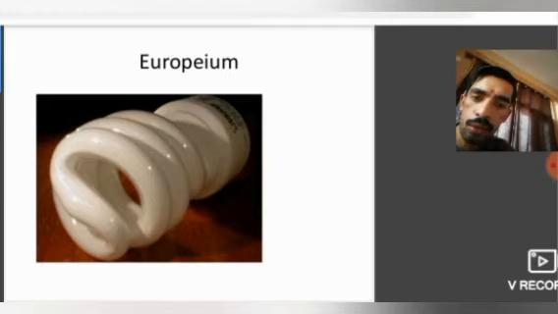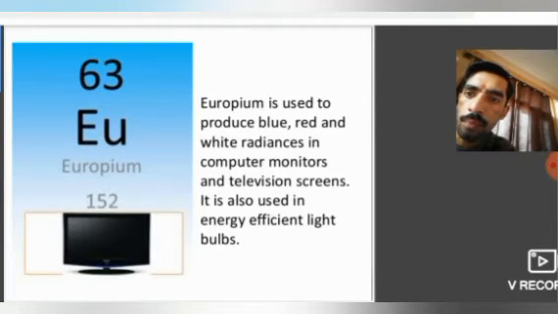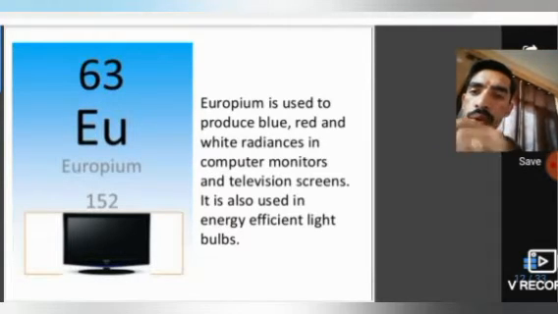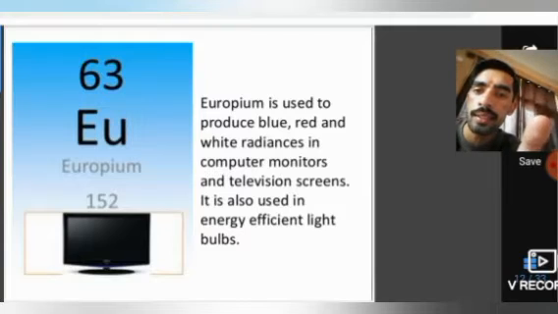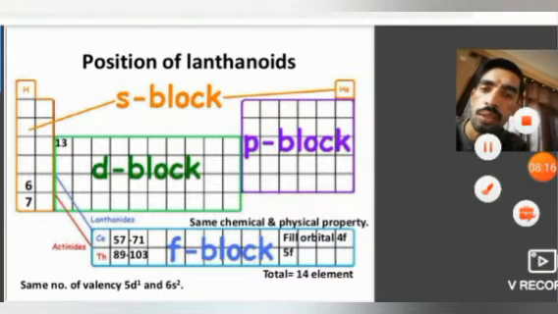Europium is next. Europium is used in bulbs, where 63 is the atomic number and 152 is the atomic mass. You can see it is used in LEDs also. Europium is used to produce blue, red and white radiances in computer monitors and television screens. It is also used in energy efficient light bulbs. So these were the basic uses.